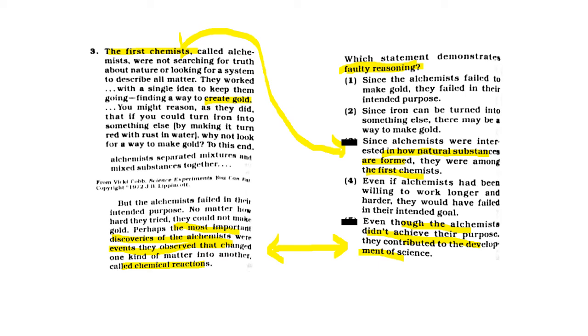Number 1, since the alchemists failed to make gold, they failed in their intended purpose. Well, the start of the second section says the alchemists failed in their intended purpose. Their purpose, their goal, was to make gold. But they failed. So number 1 is true. They did fail. So now we need to look at number 2 and number 4.